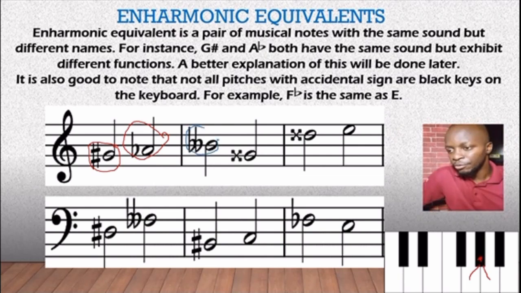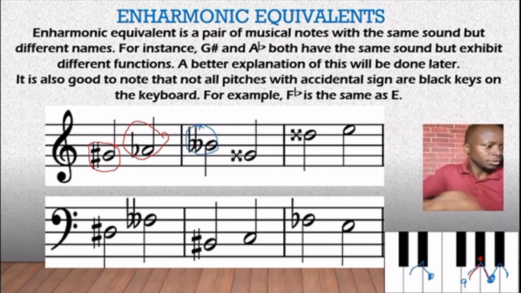Now B double flat on the keyboard. This is B. So B double flat is this pitch, and it's the same thing as A double sharp. Now D double sharp is D plus 1 semitone plus another semitone, that is 2 semitones. Double sharp, so it's this pitch here, E. So D double sharp will sound like this.